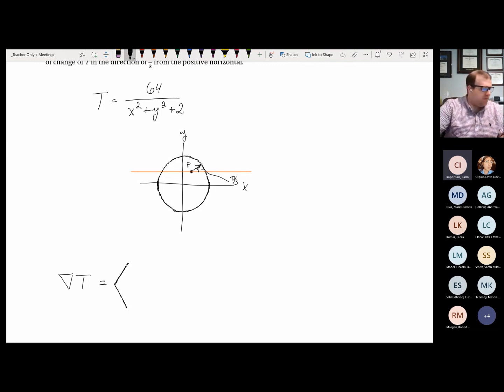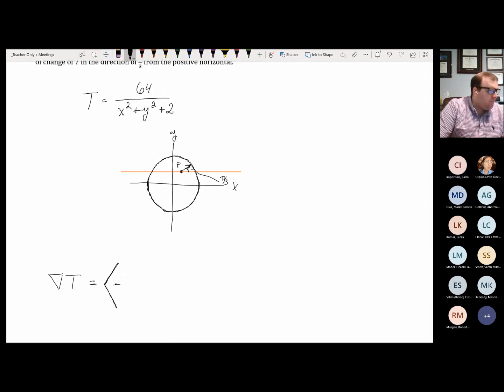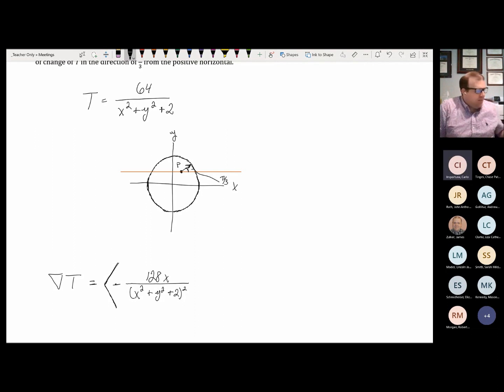I got negative 64 times 2x over x squared plus y squared plus 2, squared. Is it just the 2 that's being squared there? No, the entire thing in the denominator. And then, of course, 64 times negative 2x would be negative 128x. So that's what you got? Yeah, that's what I got.